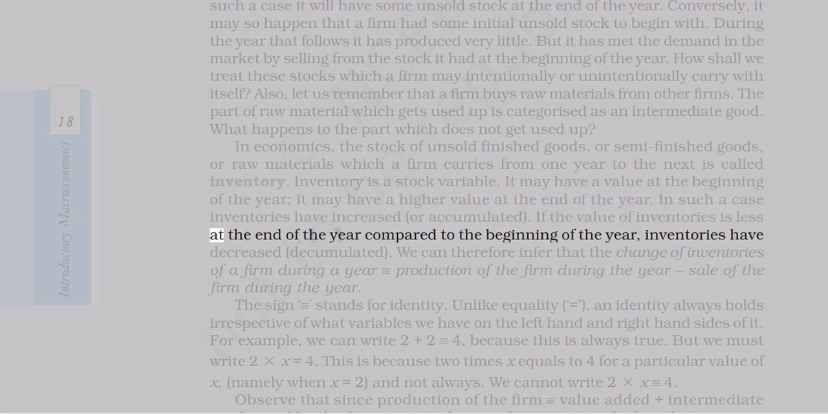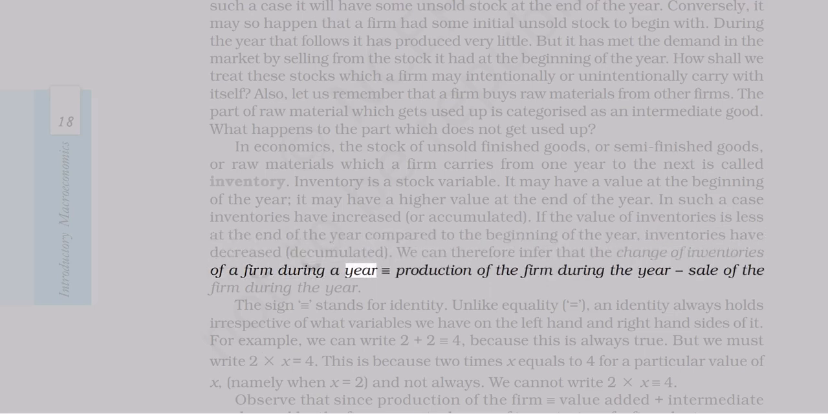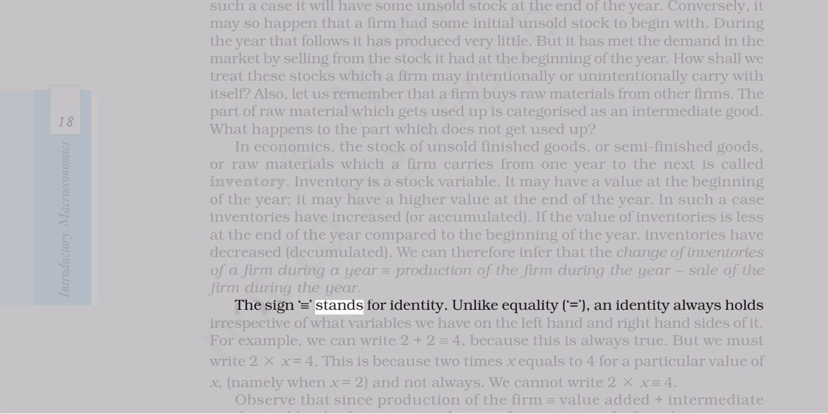If the value of inventories is less at the end of the year compared to the beginning of the year, inventories have decreased, or decumulated. We can therefore infer that the change of inventories of a firm during a year is identical to the production of the firm during the year minus the sale of the firm during the year. The sign identical to stands for identity.